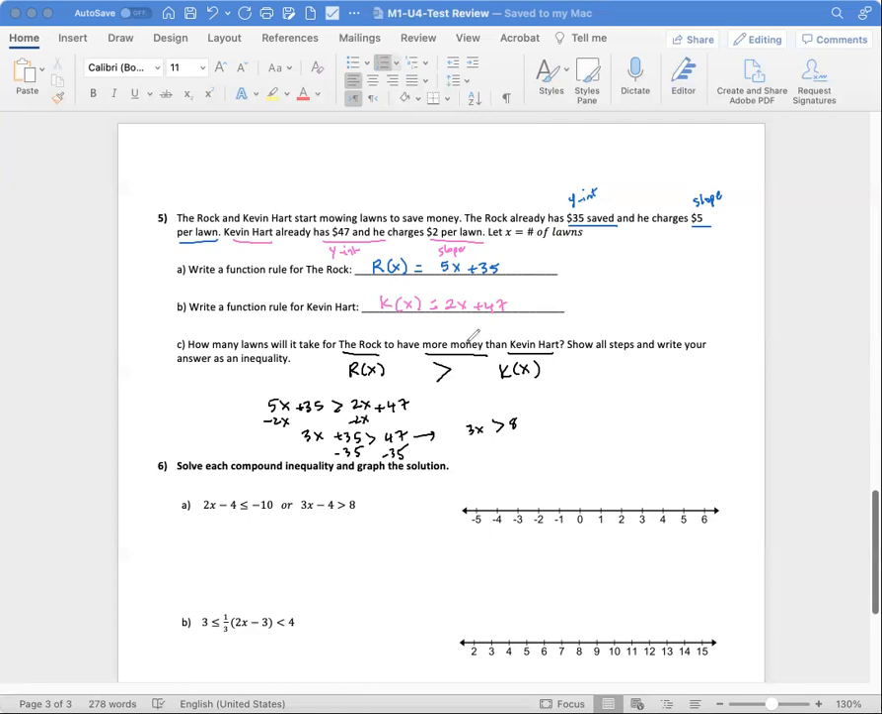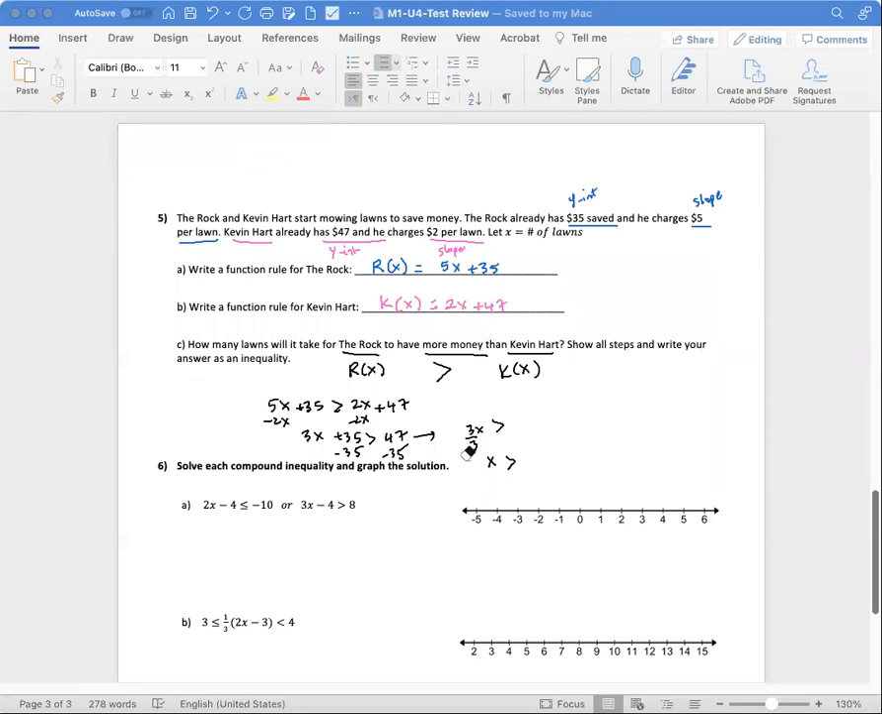So then I get to divide both sides by 3, and I get x is greater than 8/3. So one more time, 5x plus 35, that's the Rock, is greater than, you want the Rock to have more money than Kevin Hart, 2x plus 47. And then you subtract 2x from each side, you get 3x is greater than 47 minus, I'm sorry, 47, this is wrong, that's why.